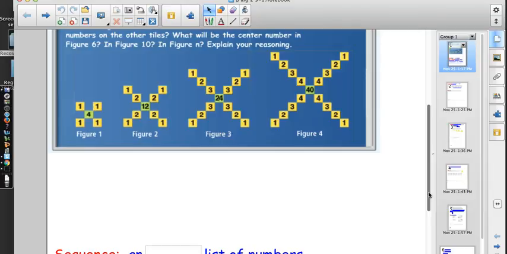So we've got 1, 1, 1, and 1 adds to 4. 1 and 2, well, that'd be 3, 3, 3, 3. 3 times 4 would give you 12. We've got 6, 6, 6, and 6, so 6 times 4 gives you 24. And then we've got 10, 10, 10, and 10 adds to 40.